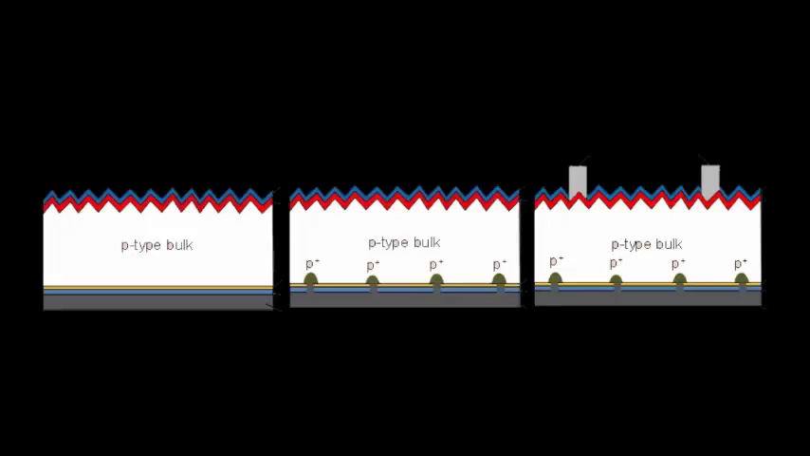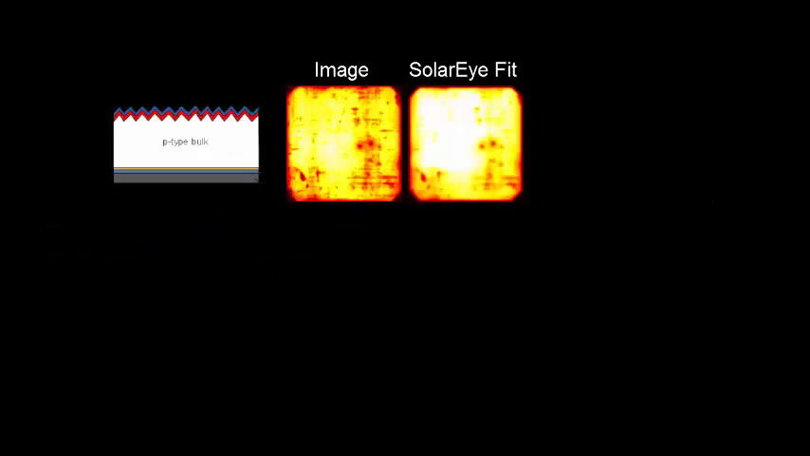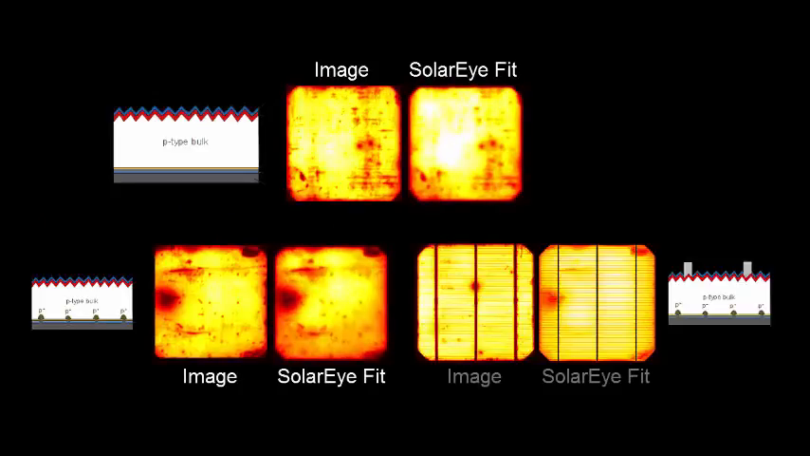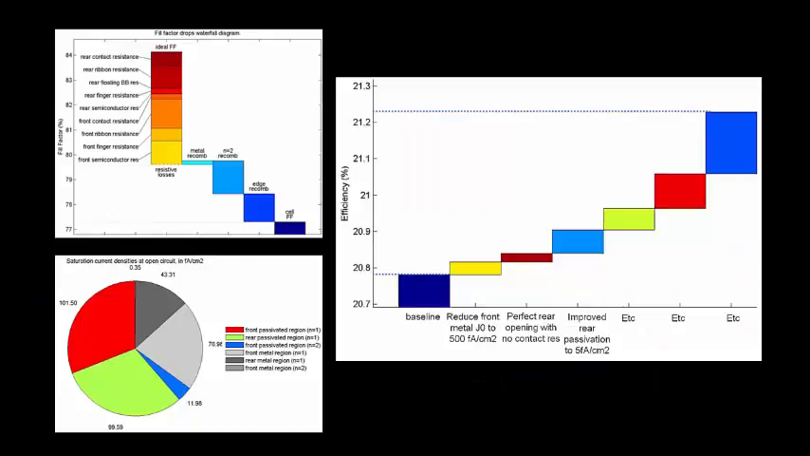We may be also looking at a localized BSF cell or PERC cell together with its midstream samples, so samples without the front grid and also samples with no rear laser dielectric opening. So again, SolarEYE gathers the photoluminescence images of each, auto-fits to all of them based on a common set of underlying parameters, and then uses them to construct the loss charts and the efficiency improvement diagram.